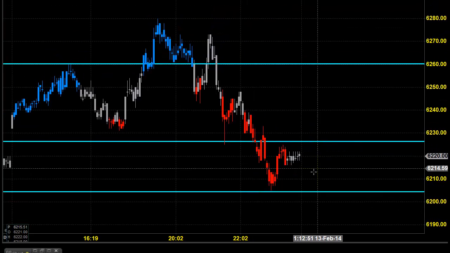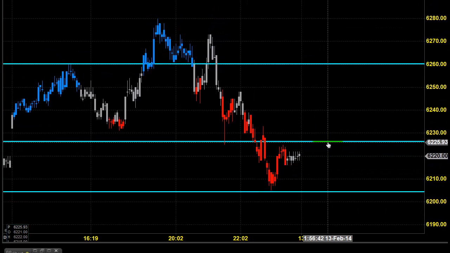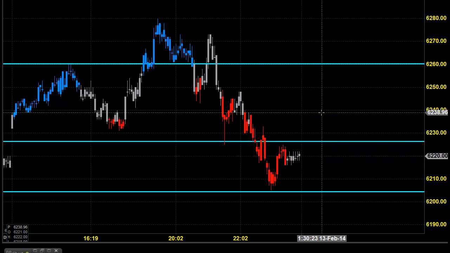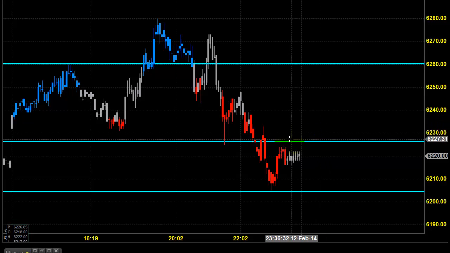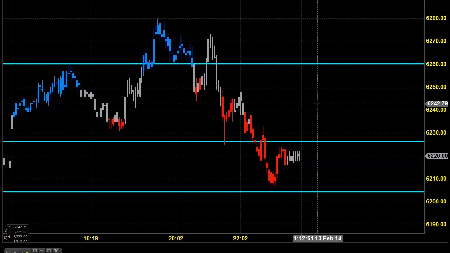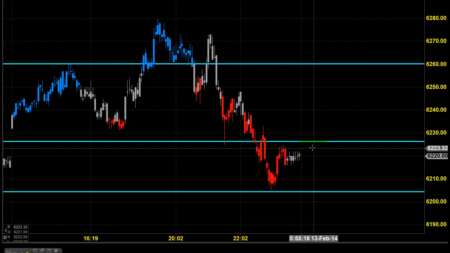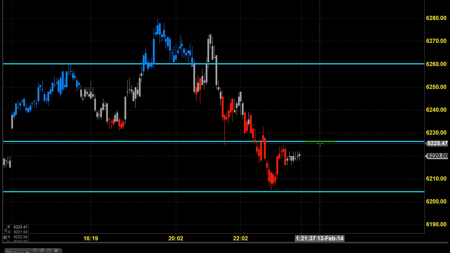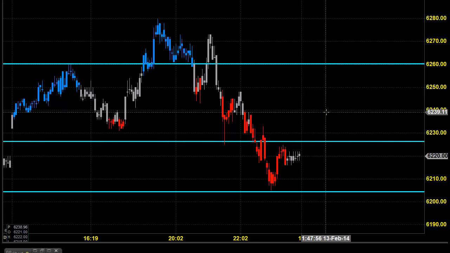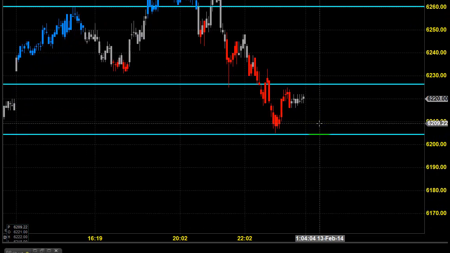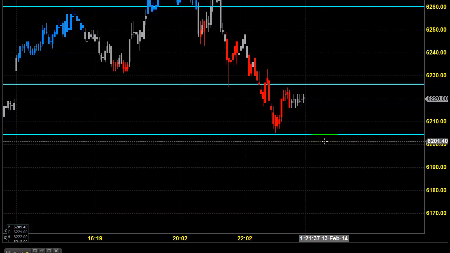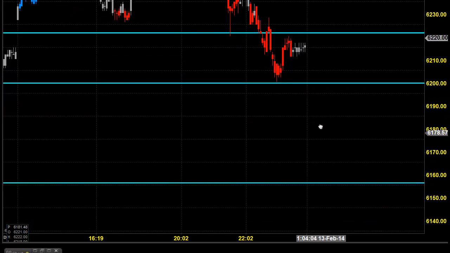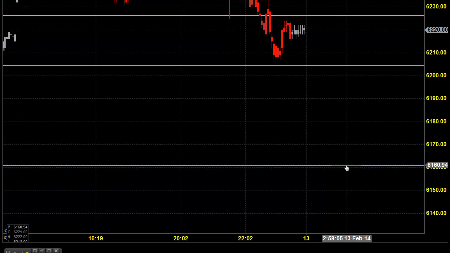Only if the price is moving above 6,260, and if it is finding a support around 6,226, then we can go for buying. If the price is not moving above this key zone of 6,226, and if it is finding a breakdown below 6,202, then it is likely to test 6,160.